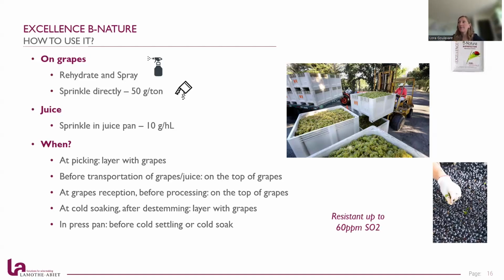It needs to be easy for you to add it. So you can just add it during picking, in the layers of grapes, or before transportation. You can add it on top of the grapes, and it's going to rehydrate and develop during the transportation. I think the easiest for any operator is to add it when you receive the grapes, or just before processing. You can sprinkle it on top of the grapes, or when doing cold soak after destemming. Anytime is the best time, but the earlier the better, of course.